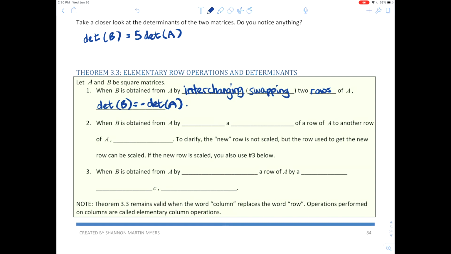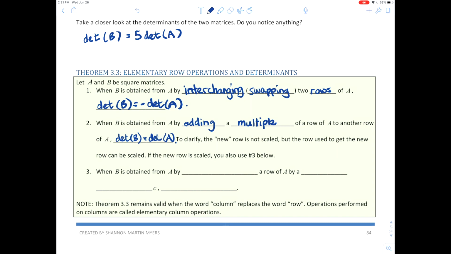Now, when B is obtained from A by adding a multiple of a row of A to another row of A, then it turns out that the determinant of B equals the determinant of A. So let's clarify this one. That's when your new row, the one we always write in purple, is not scaled. But the other row that's just temporarily changed to get the new row can be scaled.